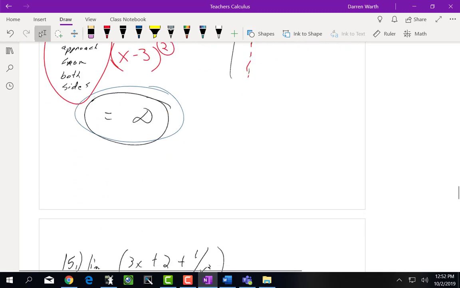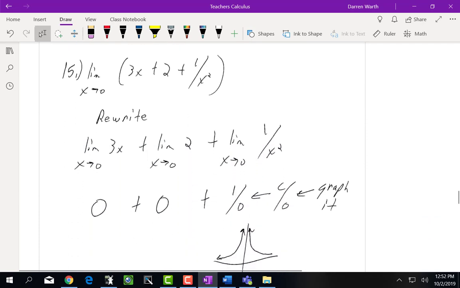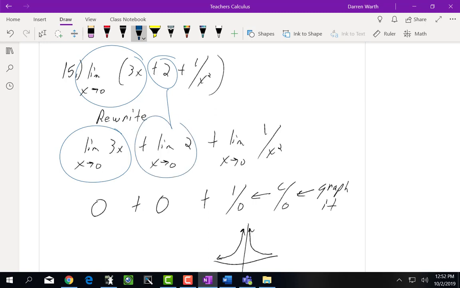On this next problem, number 15, I've got the limit as x approaches 0 of 3x plus 2 plus 1 over x squared. I'm going to rewrite these all out separately across my addition signs. So I'm going to rewrite this as the limit as x approaches 0 of 3x, the limit as x approaches 0 of 2, and also the limit as x approaches 0 of 1 over x squared.